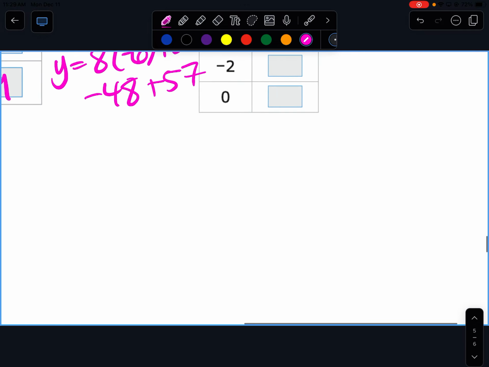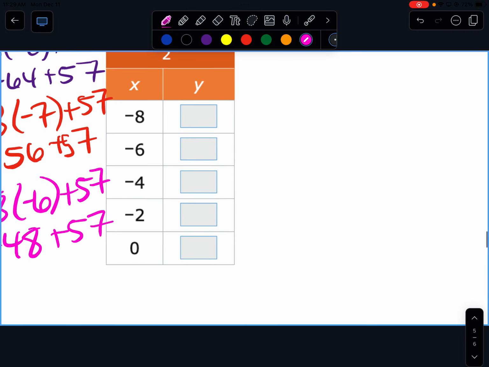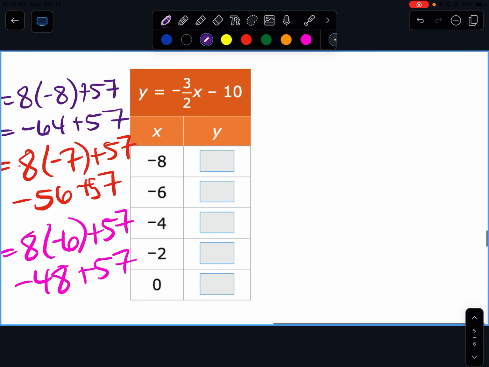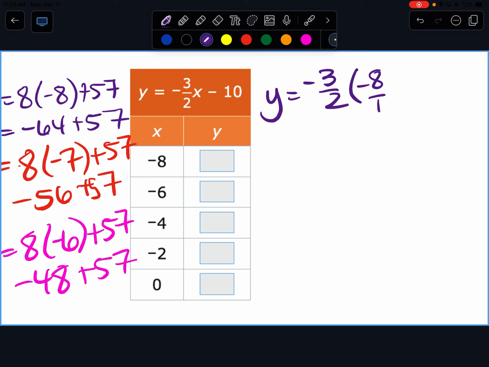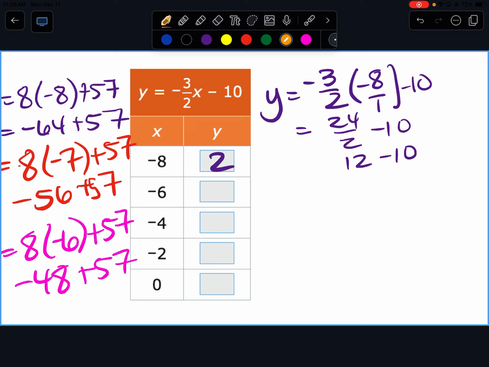And is the last question? That is the last question. So negative 3 over 2 times negative 8. Remember, that's the same thing as being over 1. Oops, minus 10. So that would be 24 over 2 minus 10, which is 12 minus 10. So it'll get me 2.